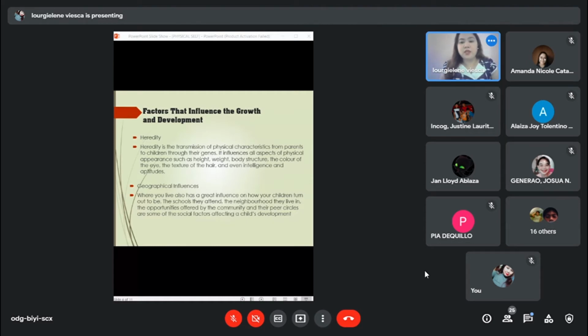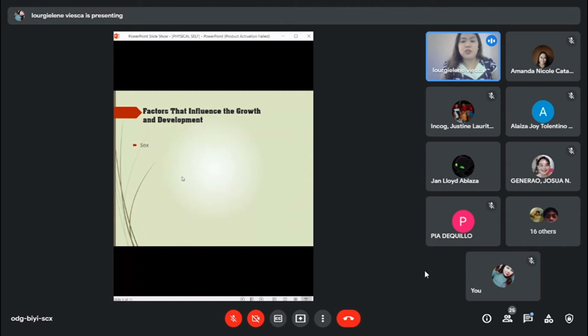Okay, then next, we also have sex. This is particularly one of the major factors affecting physical growth. This is what we discussed earlier, which is in the puberty stage. Then we also have exercise.